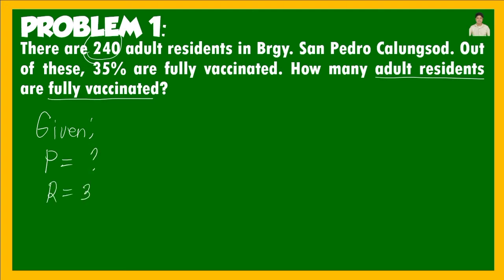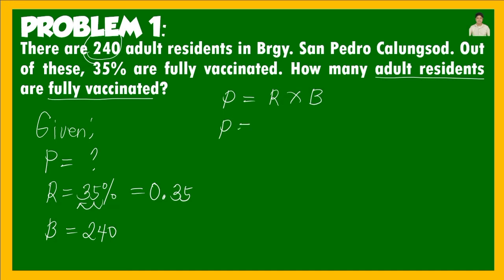R is 35%. And then, if we're going to convert 35% into decimal, so we move 2 decimal places to the left. So, this will become 0.35 or 35 hundredths. And then, yung base po natin, yung kabuuan, yung bilang ng adult residents dun sa barangay San Pedro Calungsod is 240. Now, our solution here, so sulat natin ng formula, rate times base. So multiply lang natin yung 0.35 by 240. Pakita po natin yan.